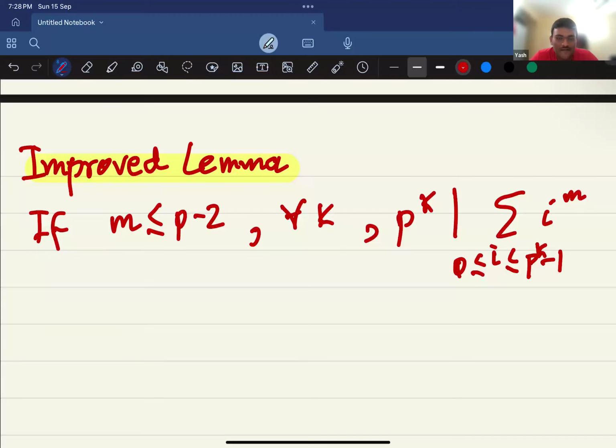Any guesses? I just gave a hint that primitive roots also exist mod prime powers, and something like induction, of course, because I just proved the base case for you.